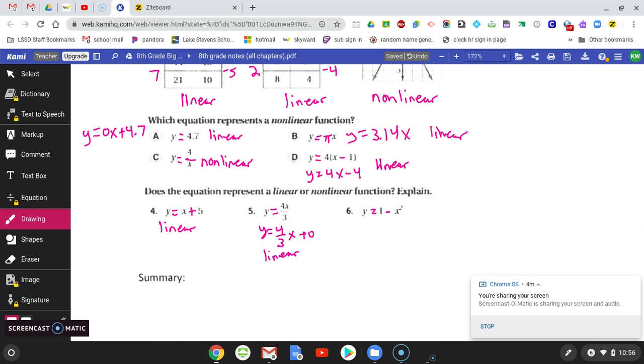The last one, though, has an x squared on it. If you have an x squared or an x to the 3rd power or x to the 4th power, automatically that means it is going to be non-linear. You can't have an exponent on your variable.